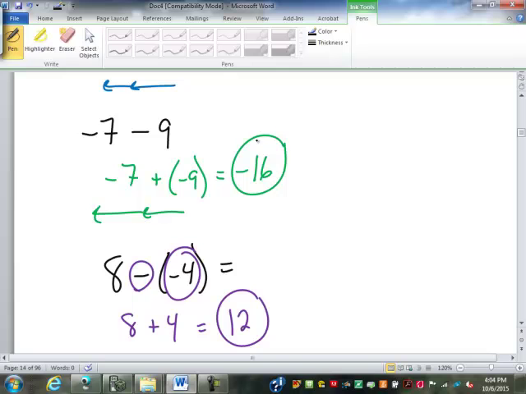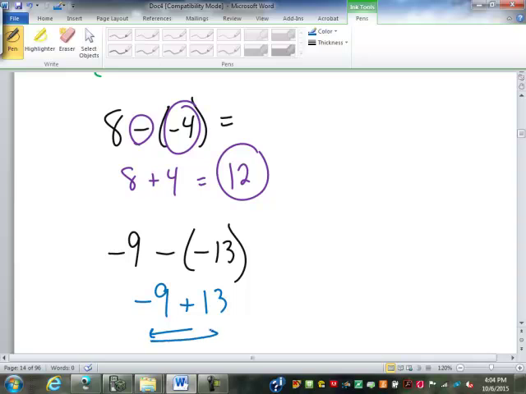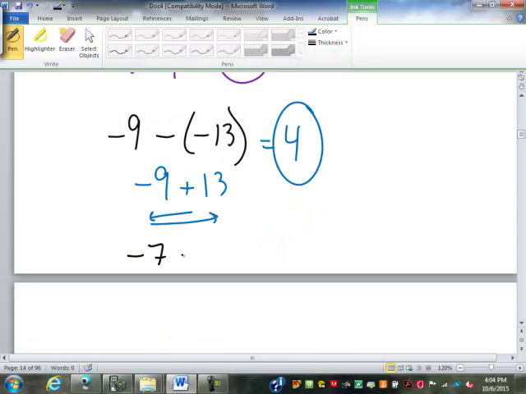It's all looking familiar, hopefully. Maybe not the most pleasant of memories from the last 7 weeks, but still familiar. Or a negative 9 minus a negative 13 is going to become negative 9 plus 13. So negative 9, positive 13 is 4. Negative 7 minus a negative 5 will become a negative 7 plus positive 5. So negative 7, positive 5 is negative 2.